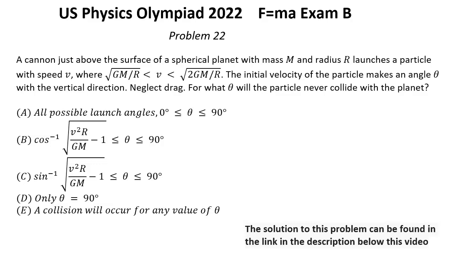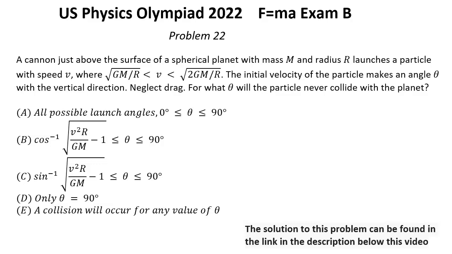Solution for problem number 22. The launch speed is above the circular orbit speed and less than escape velocity. So in any case, the orbit will be elliptical, and if the angle is exactly 90 degrees, the launch point is the closest point of the elliptical orbit. So in that case, the particle will never collide with the planet.